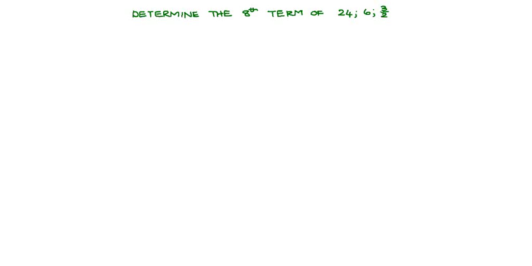Howdy, howdy, howdy. Alright, our challenge today is to determine the eighth term of 24, 6, and 3 over 2. Let's have a look and see what these numbers look like in a nice little sequence: 24, 6, and 3 over 2, okay?